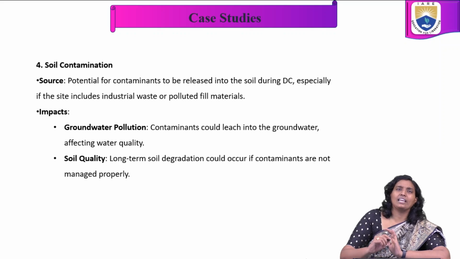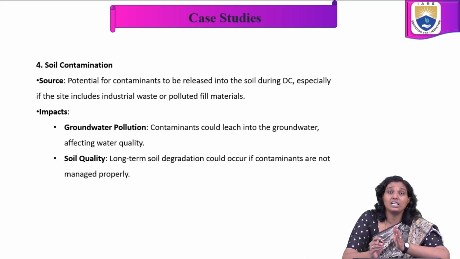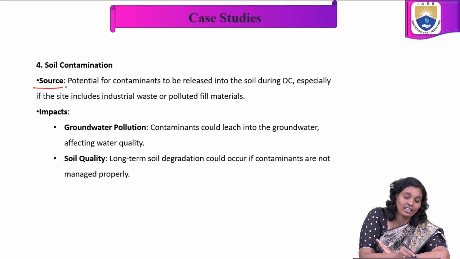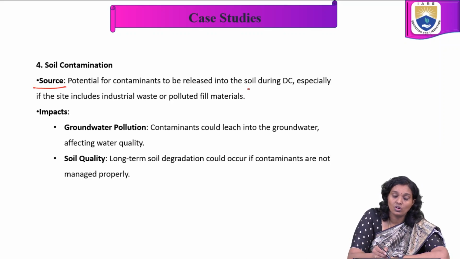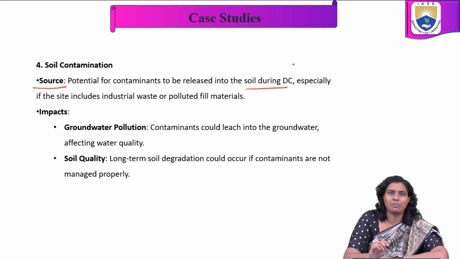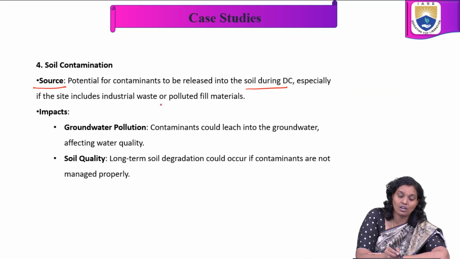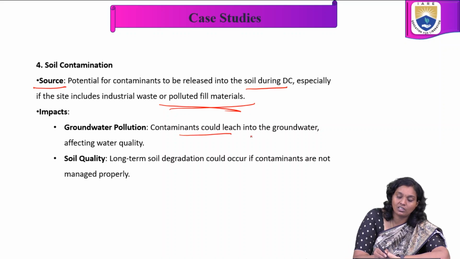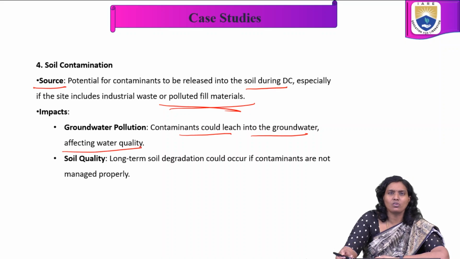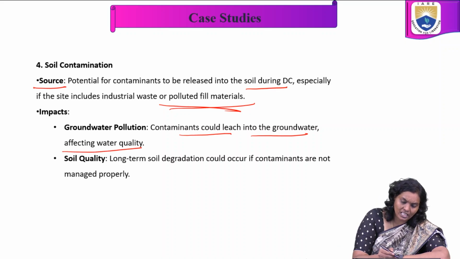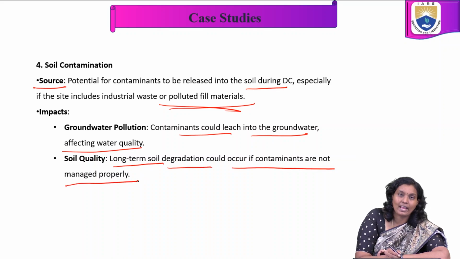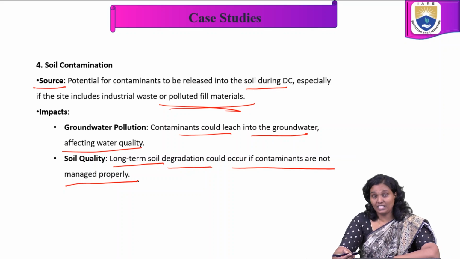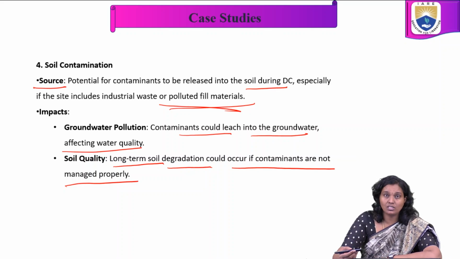And now soil contamination. There is potential for soil contamination, where contaminants could be released into the soil during dynamic compaction, especially if the site includes industrial waste or polluted fill materials. This impacts groundwater pollution: contaminants could leach into the groundwater and affect water quality. Also, long-term soil degradation could occur if contaminants are not managed properly. These are the things we are going to understand in this soil contamination.